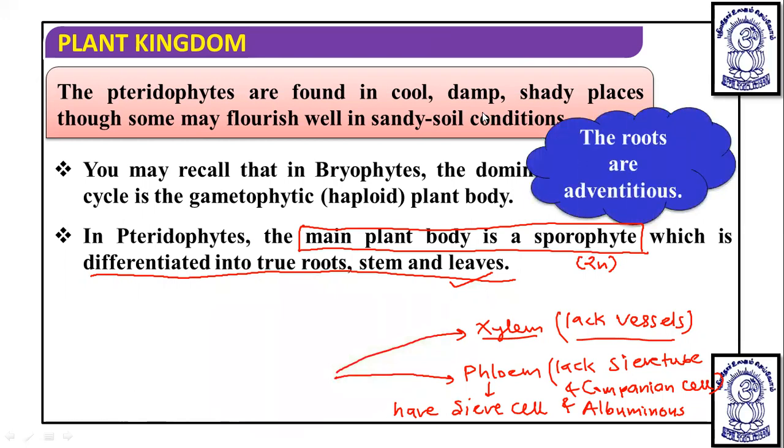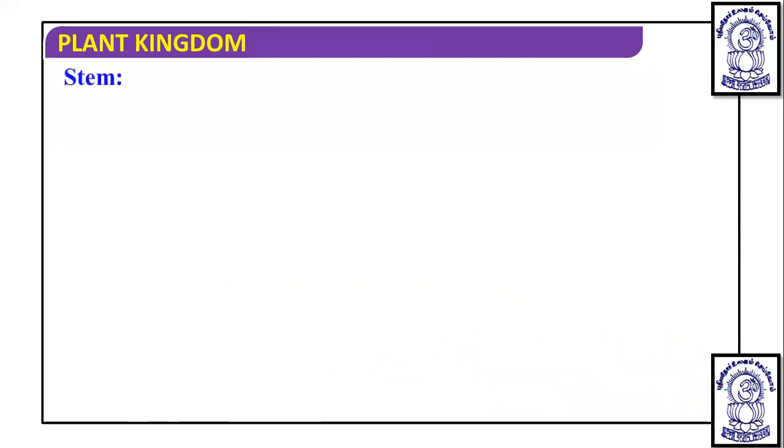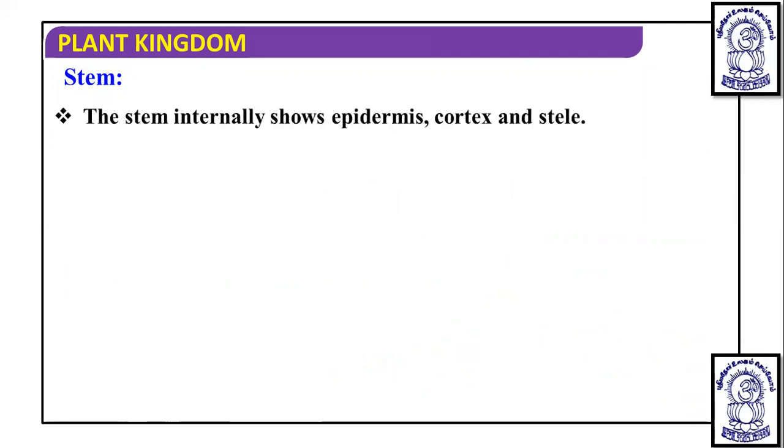Then the roots are adventitious. The roots are not arising from the radicle, they have adventitious roots. Now, after root, if we talk about the stem, then the stem internally shows epidermis, cortex, and stele. Means internal division into epidermis, cortex, and stele is seen.